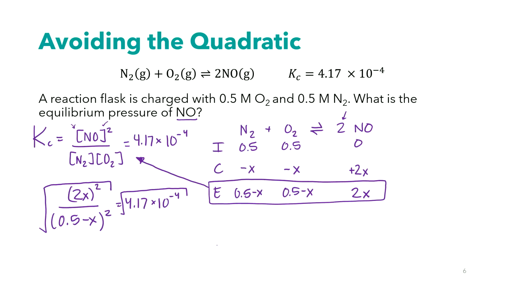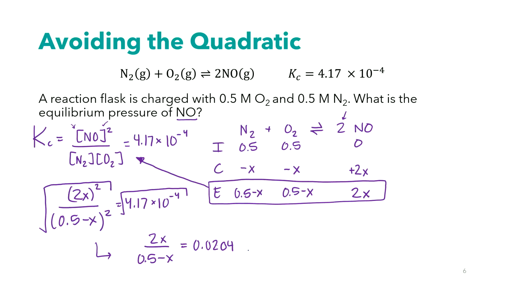So take the square root of both sides. I'm going to wind up with 2x over 0.5 minus x equals the square root of that 4.17 times 10 to the negative 4th, which is 0.0204. And now I don't have an x squared term, and this is relatively easy algebra to solve for my x. So look for that trick. This is a good way to avoid having a square.